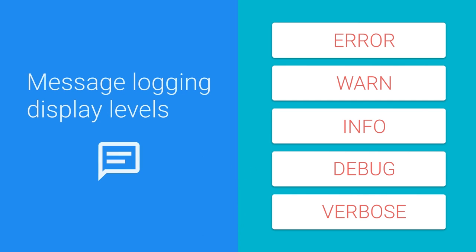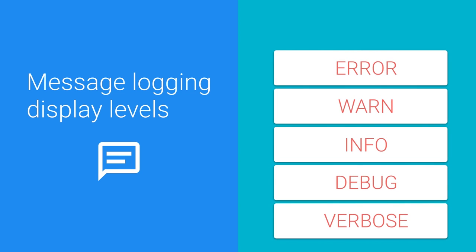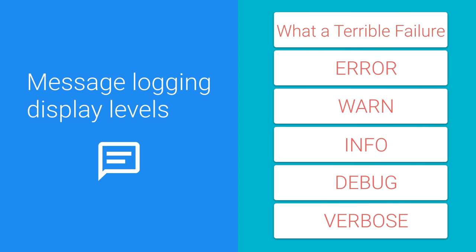Android has another very special logging level that is more severe than error. It is called WTF, for What a Terrible Failure. What did you think I was going to say? The WTF level is for errors that should never, ever, ever happen, and most developers should never, ever, ever use it.